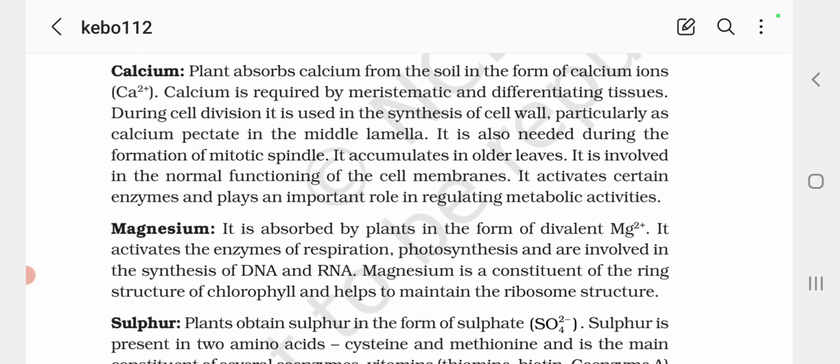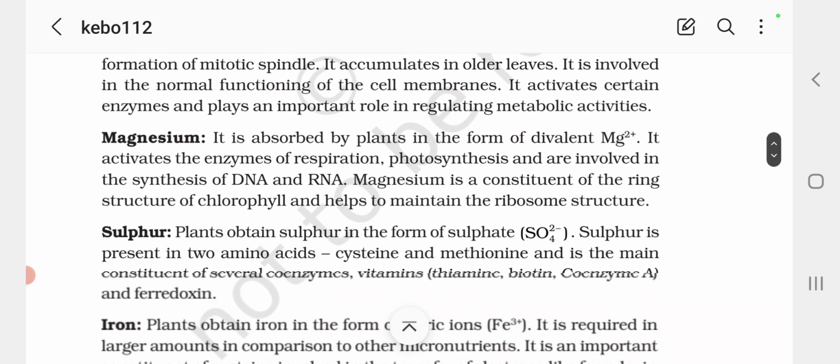Calcium. Plants absorb calcium from the soil in the form of calcium ions. Calcium is required by the meristematic and differentiating tissues. During cell division, it is used in the synthesis of cell wall, particularly as calcium pectate in the middle lamella. It is also needed during the formation of mitotic spindle. It accumulates in older leaves. It is involved in the normal functioning of the cell membranes. It activates certain enzymes and plays an important role in regulating metabolic activities.